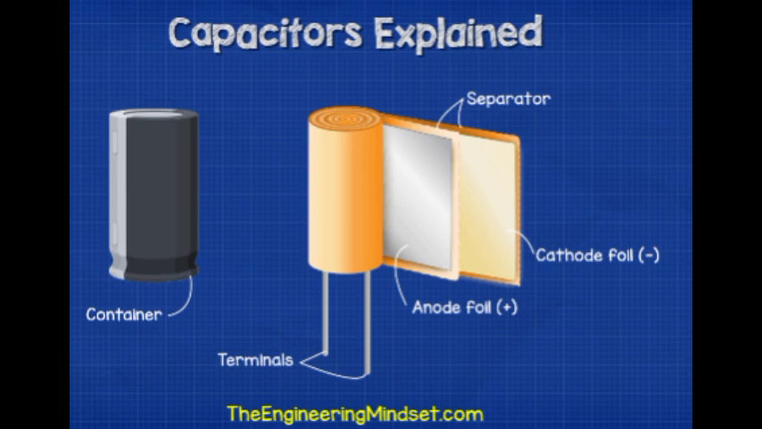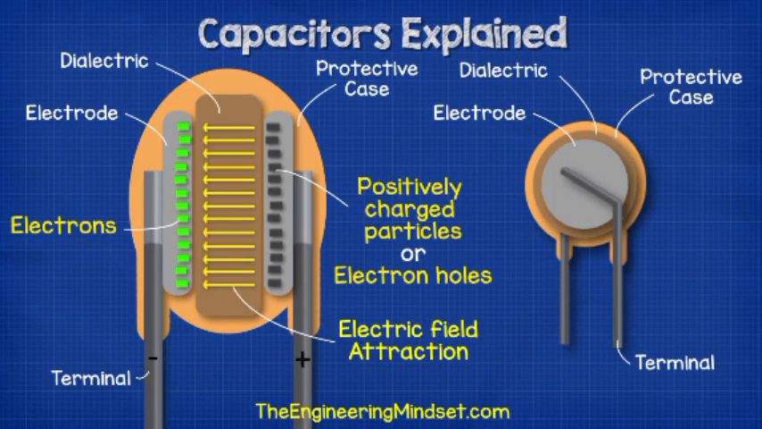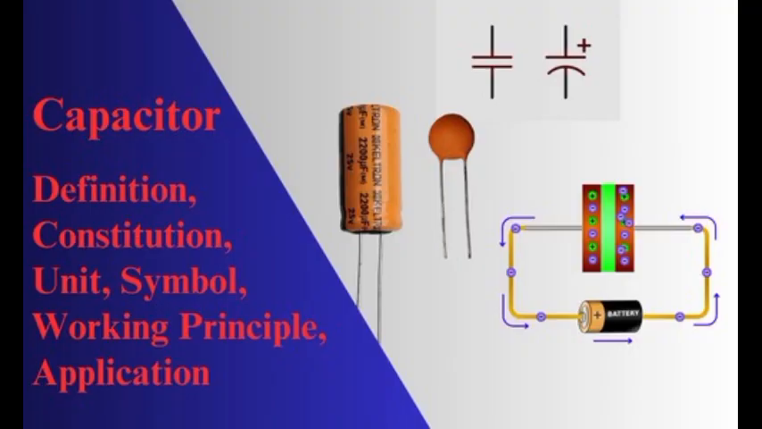Types of electrolytic capacitors. There are three main types. Number 1. Aluminum electrolytic capacitors, the most common type, used in power supplies, audio circuits, etc. Number 2. Tantalum electrolytic capacitors, more stable and reliable, used in military and medical equipment. Number 3. Niobium electrolytic capacitors, similar to tantalum but with better performance in certain applications.